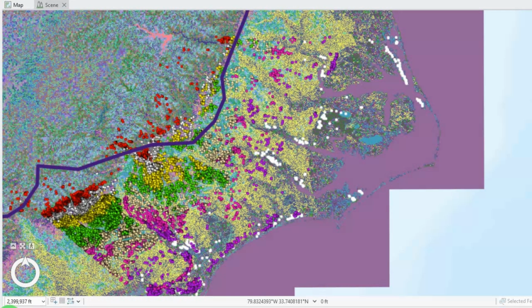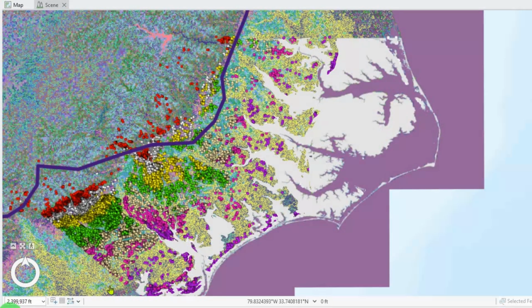Those white ones would be the ones that would be underwater if we had a 10-meter rise in sea level. So if sea levels rose by 10 meters as shown here, basically we would lose 366 Carolina bays, or 2.56% of the population.